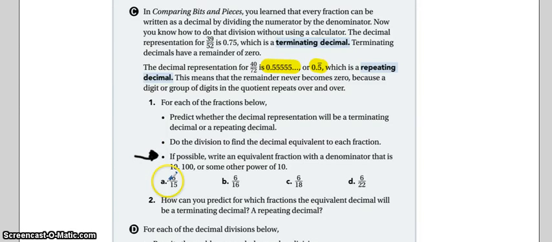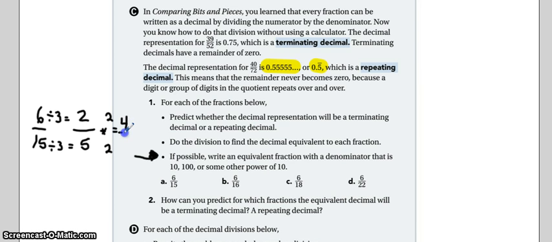So let's take a look at A. A says 6/15. Now 6 and 15 share a common factor of 3. I can reduce both of these by 3. If I divide 6 by 3, I get 2. If I divide 15 by 3, I get 5. And for 2/5, if I multiply the top by 2 and the bottom by 2, I now have 4 over 10, which equals 0.4.